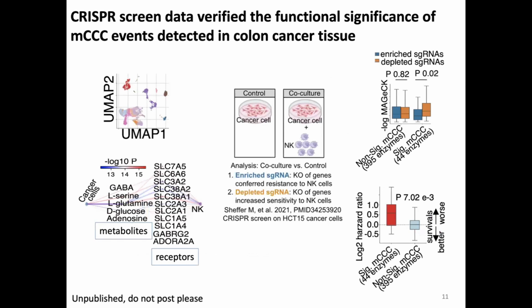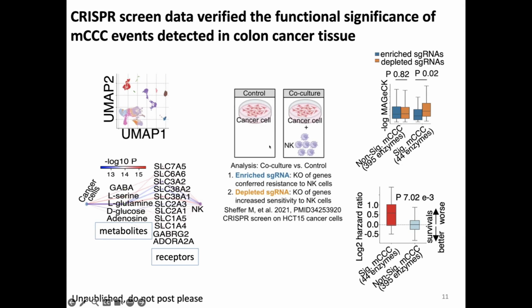So next, Rongbin tested whether the communication detected by the algorithm is really biologically meaningful or functional. So we made use of a set of published colorectal cancer single-cell RNA-seq data sets, which also have a set of high-throughput CRISPR screen data. When we ran the algorithm on the single-cell RNA-seq data, we detected a set of metabolite-mediated communications between the cancer cells and the NK cells.